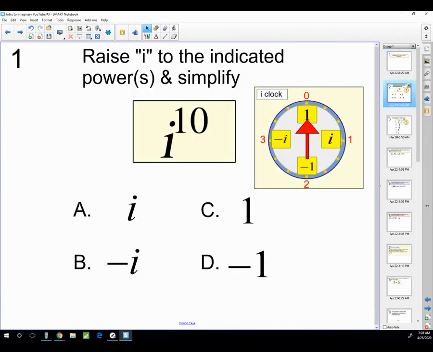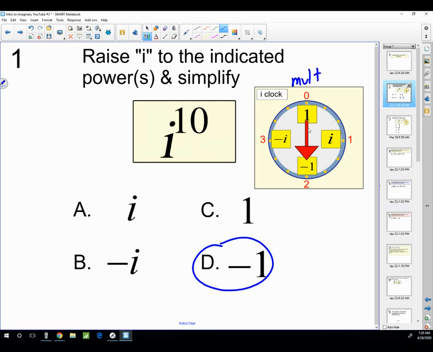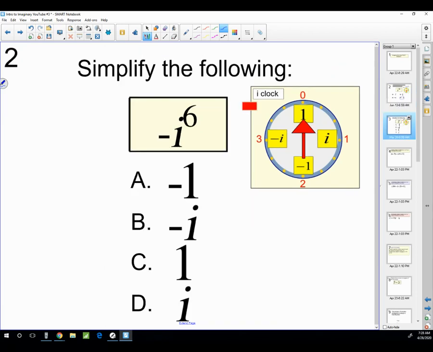Remember, this is just counting to 10 if that's what you want it to be, and I will do it. 1, 2, 3, 4, 5, 6, 7, 8, 9, 10. And the answer is -1. Keep in mind, multiples of 4 are at the top. All right, I told y'all you'd miss that, and some of y'all keep missing it.